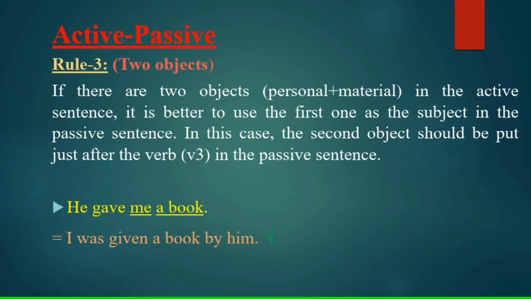So in the active sentence, there are two objects actually. The first one is "me" and the second one is "a book." So here I am taking the first one as the subject of the passive sentence. I can also write in this way that "a book was given to me by him."